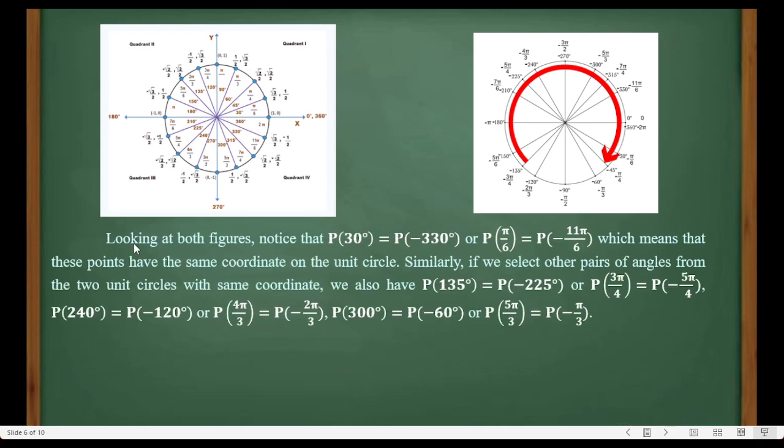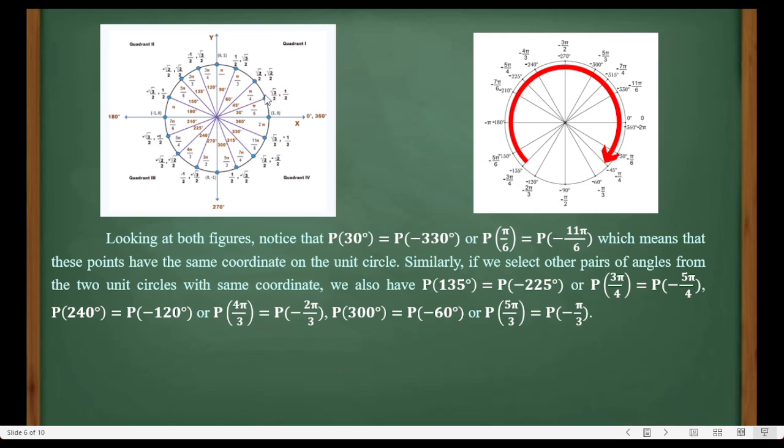Now, looking at both figures, notice that the terminal point at 30-degree angle is the same as the terminal point at negative 330-degree angle. So, bakit sila parehas? Now, let us try to observe. For the positive 30 degrees, we refer to this illustration. Now, where is 30 degrees? This one right here. Look at the terminal point and the coordinates.